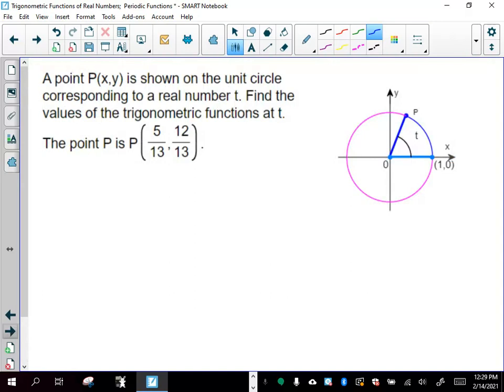Point P(x, y) is shown on your unit circle. So they're talking about this point right here. Find the values of the trig functions at t. So take a few moments, pause the video, and go through here and find these 6 trig values. Ready and pause.